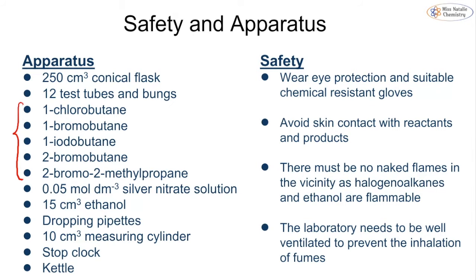With regards to safety, as usual, we need to have our eye protection and make sure we're wearing suitable chemical resistant gloves. We don't want to touch any of our reactants or products, but there's also two others that are very important here. There cannot be any open flames in the vicinity, as the halogenoalkanes and the ethanol are both extremely flammable. The lab also needs to be very well ventilated so that we don't have any fumes being inhaled, because some of these can cause some damage.